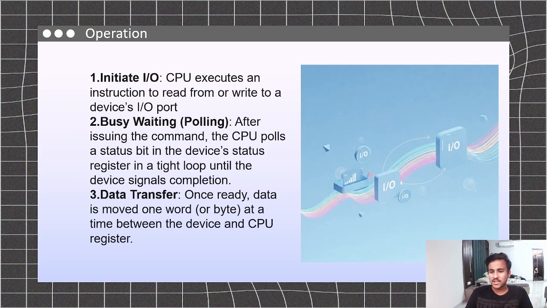The operation proceeds in four basic steps. First, the CPU executes an I/O instruction to initiate a transfer. Next, it polls the device status register in a tight loop. This is called busy waiting. When the device is ready, the CPU moves one word or byte at a time between the device's data register and a CPU register. Finally, it repeats the polling and moving data until the entire block is transferred.